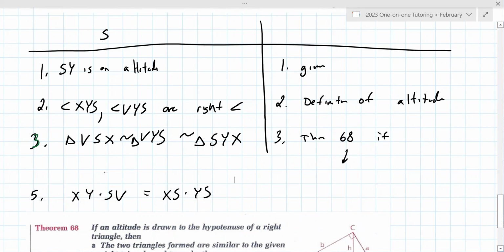And it's like we just have to figure out how to go backwards. XS is in which triangle? It's in this one. YS like that. And then SV, YV. SV, XY. So you almost go backwards.